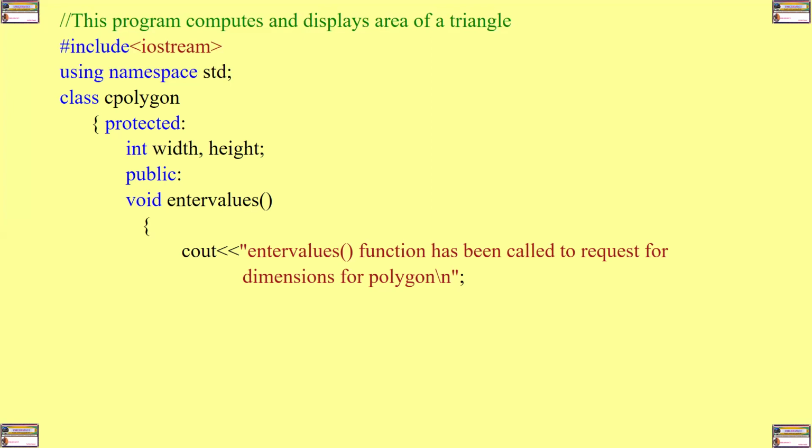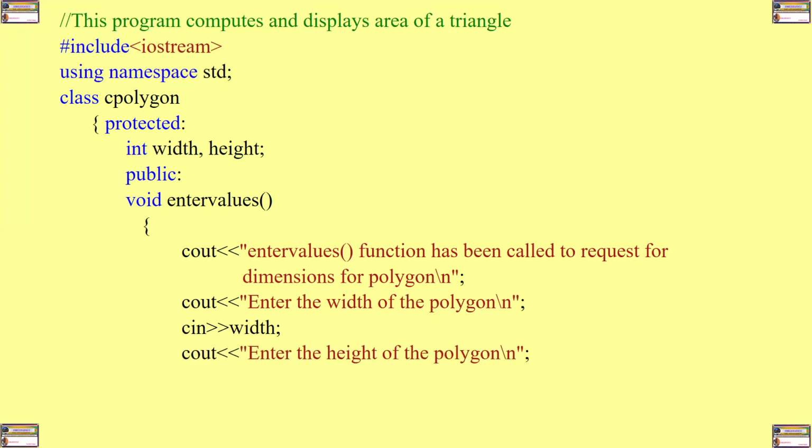That's why in the cout statement here, I'm informing you that the first function being called, or the method being invoked under the class CPolygon, is enter values. Then this method prompts the user to enter the width of the polygon. Then the user enters a value which is stored in the data member called width.